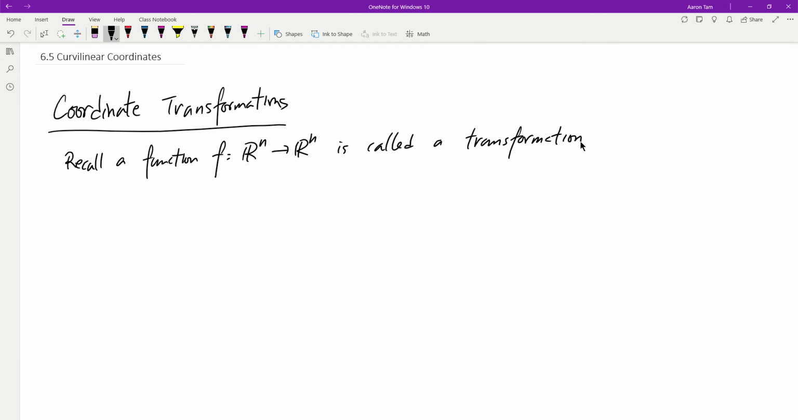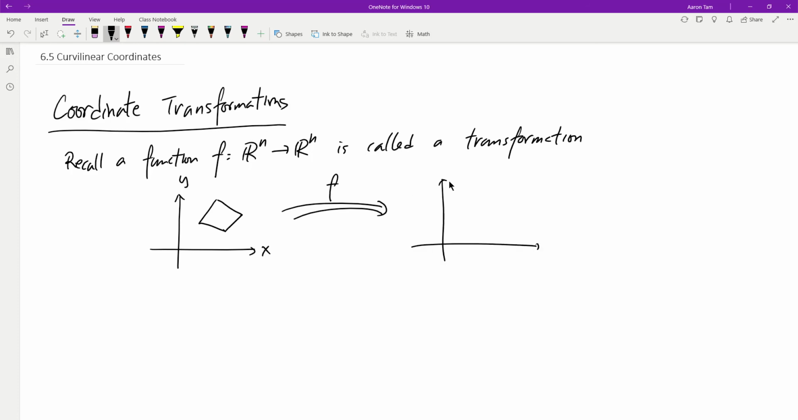So if you take a region in R2, suppose something like this. Let's say you have a shape in R2, and then after you go through the function f, you still remain in R2, but now you have a different shape. That's what we refer to as a transformation, because it transforms from the domain into the image, where they both have the same dimension but a different shape. A very special kind of transformation is called a coordinate transformation if this is true.